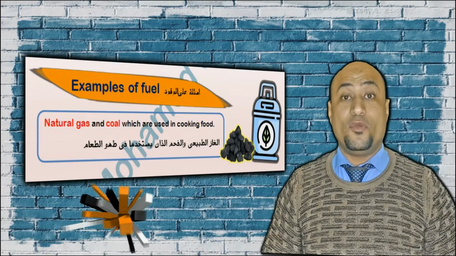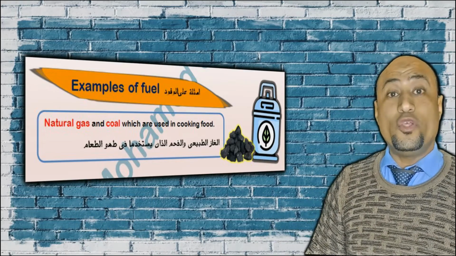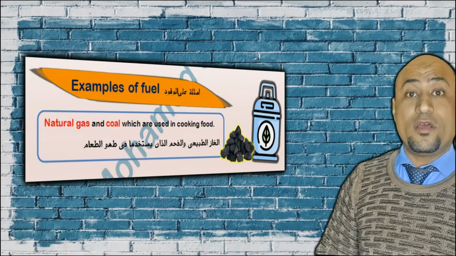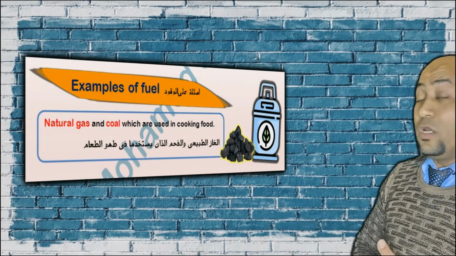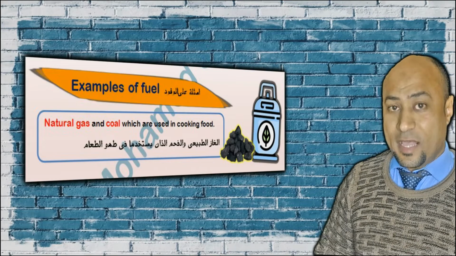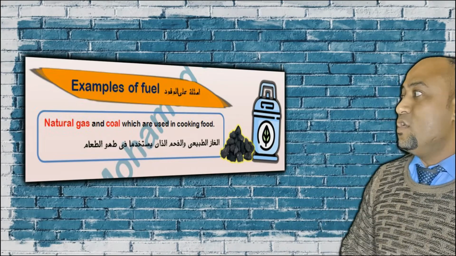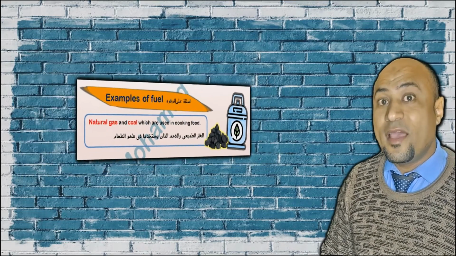Again, fuel stores chemical energy. We use fuel to obtain energy. For example, in our daily life, natural gas and coal, they store what? Excellent, they are fuel, so they store chemical energy. So they are used in cooking food to obtain heat.